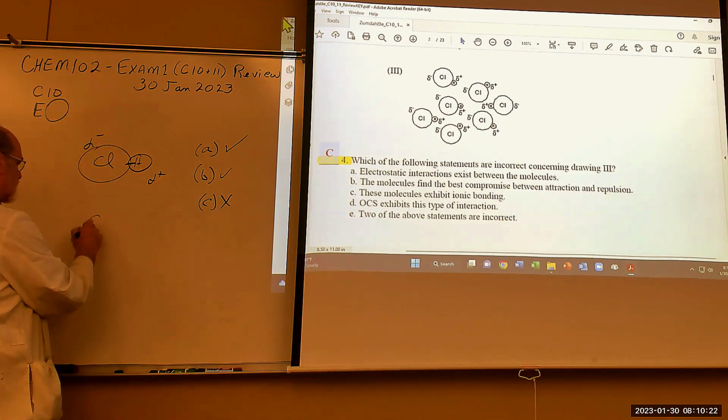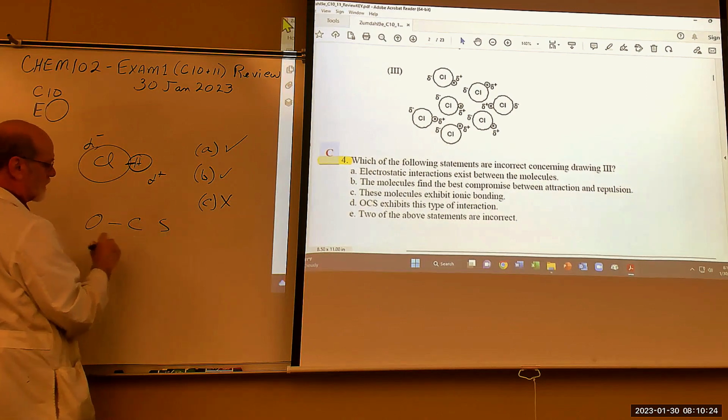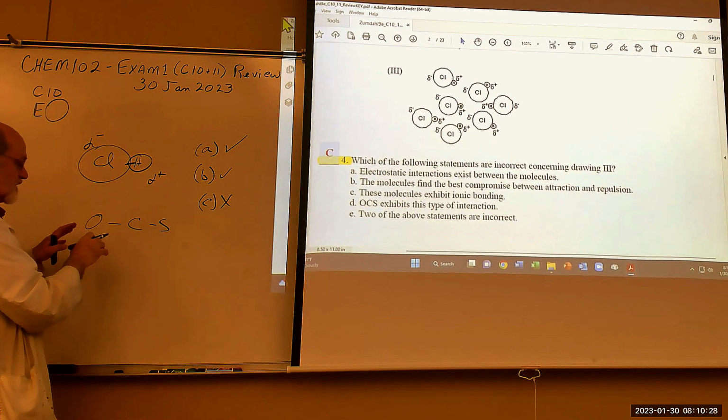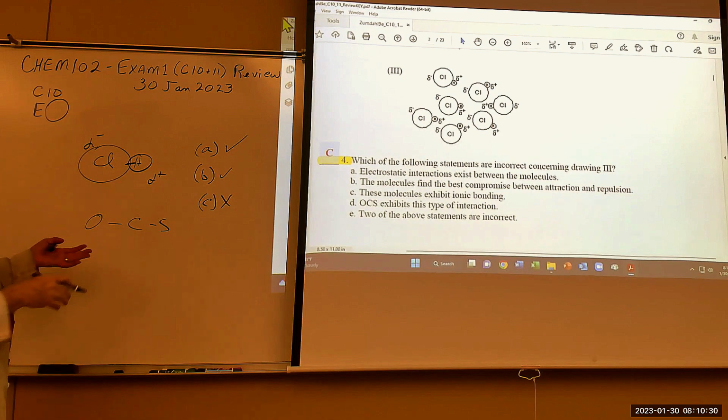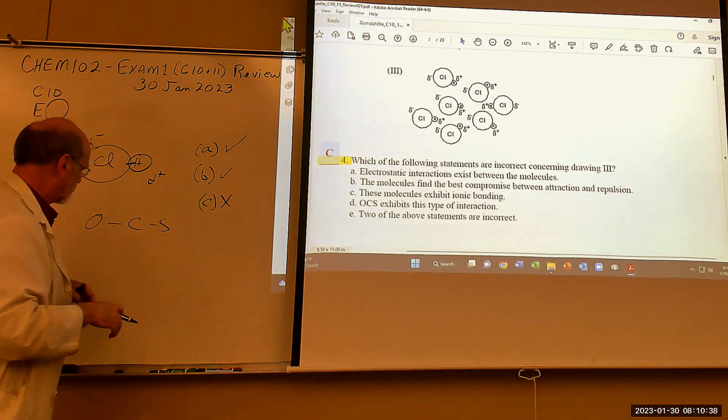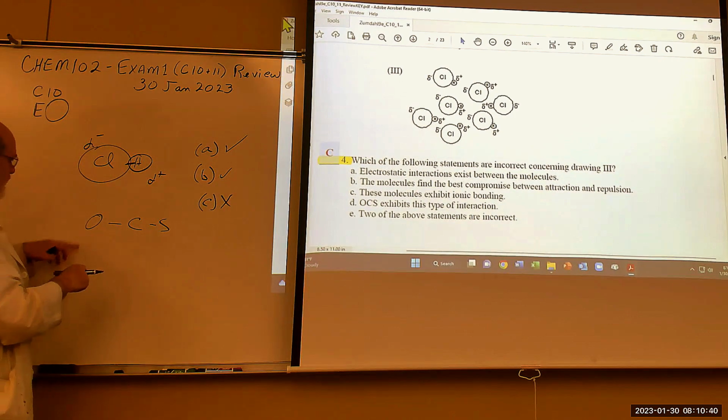And OCS exhibits this type of interaction. So OCS is oxygen, carbon, sulfur. In order to make any sense of that one, we have to determine its structure. Okay. So why don't we do that? It's kind of a review from last semester. So oxygen has how many valence electrons?